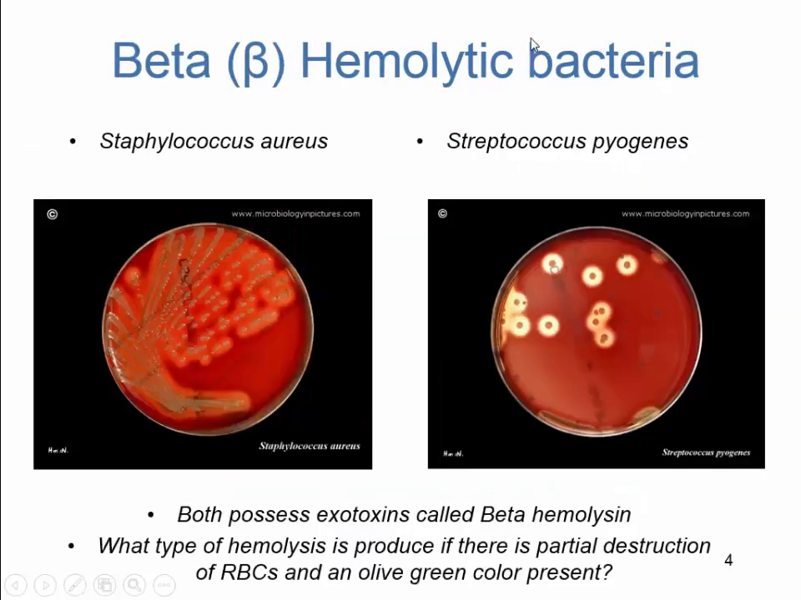Beta hemolytic bacteria that we're going to discuss in this chapter are Staphylococcus aureus and Streptococcus pyogenes. More often than not, if you go to a lab with a severe sore throat, they'll swab your throat, and they're looking for Streptococcus pyogenes. They will do a rapid strep test to determine whether or not you have Streptococcus pyogenes, but they'll also grow this bacteria on a blood agar plate to look for beta hemolytic strains. Both of these bacteria possess exotoxins that cause beta hemolytic responses on a blood agar plate.